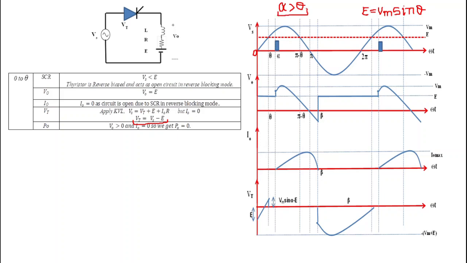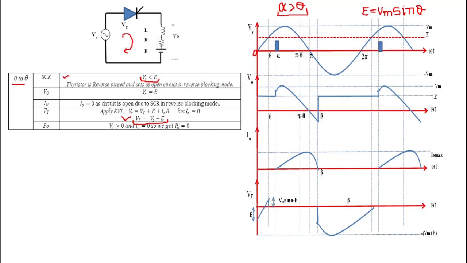Now we will understand the operation of this circuit from 0 to theta. From 0 to theta, thyristor voltage is given by Vs minus E. We are getting this by applying KVL in this loop. So thyristor voltage is Vs minus E, and we know that from 0 to theta Vs is less than E, because the waveform of EMF E lies over the source voltage waveform. That's why we get Vs less than E. That's why the thyristor is reverse biased and acts as an open circuit in reverse blocking mode.